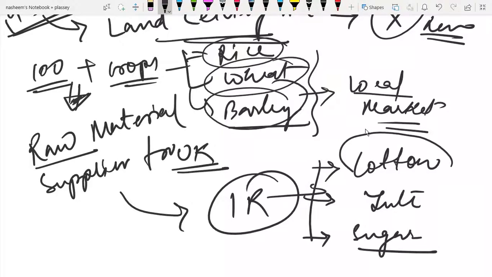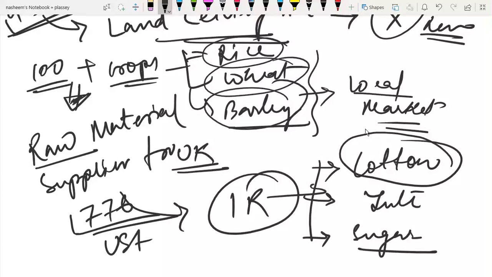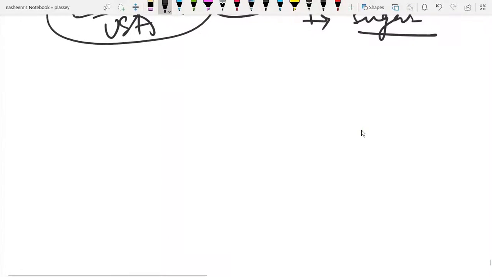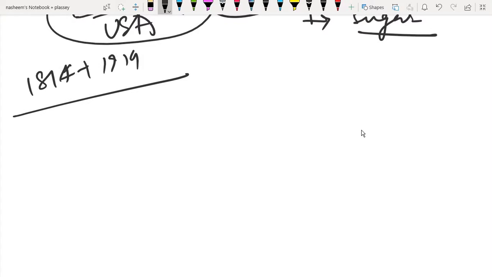they needed cotton because in 1776 USA got independence. So USA got independence, and then USA started a policy of isolation. USA ने पूरा कट ऑफ कर दिया था 100 साल के लिए, 1814 to 1914 फर्स्ट वर्ल्ड वॉर तक यूएसए पूरा कट ऑफ था, आइसोलेशन में था, वर्ल्ड के साथ कोई कनेक्शन नहीं था इनका.